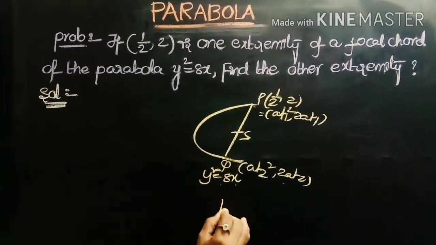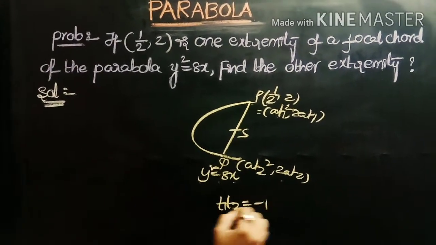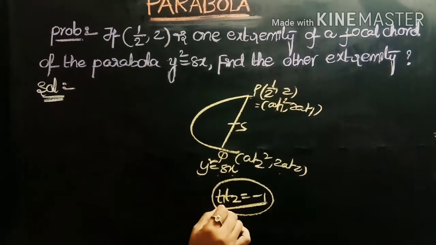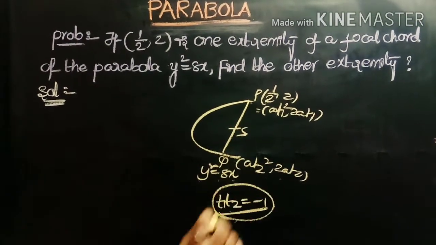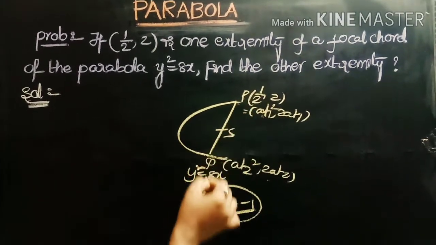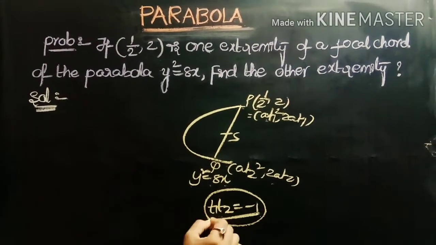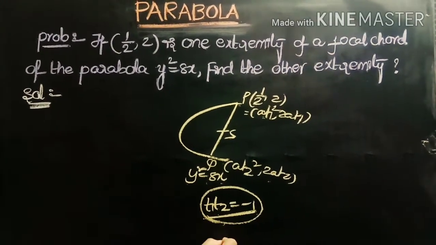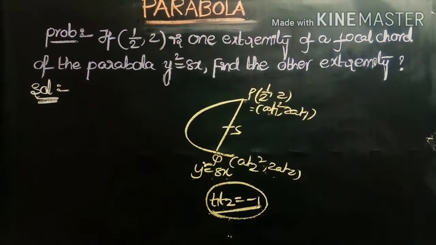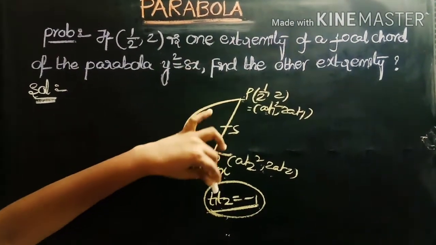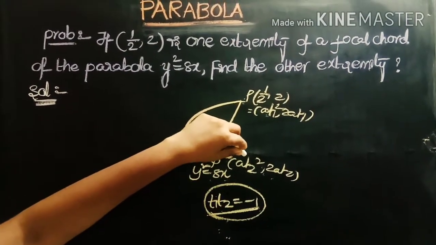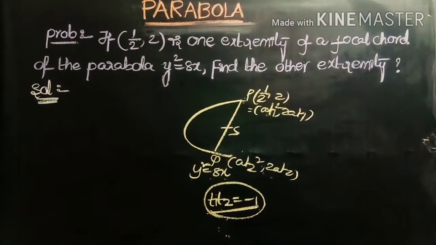Already in the last sum we proved that the value of t1 t2 is equal to minus 1. If PQ is a focal chord, then the value of t1 t2 is equal to minus 1. So here the procedure is, from the first point we take the value of t1, replace that value of t1 in this formula to get the value of t2, and substitute the t2 value in this formula to find the second extremity. That is the procedure. That's all.